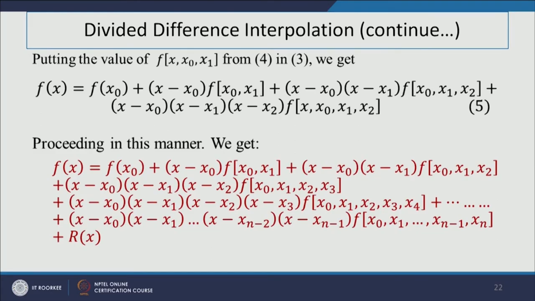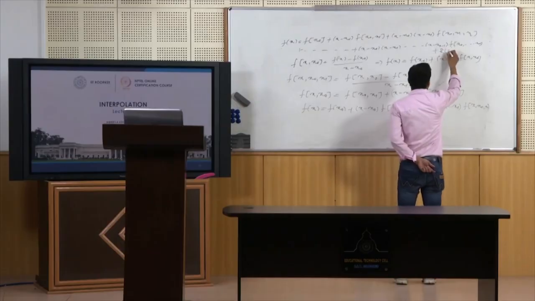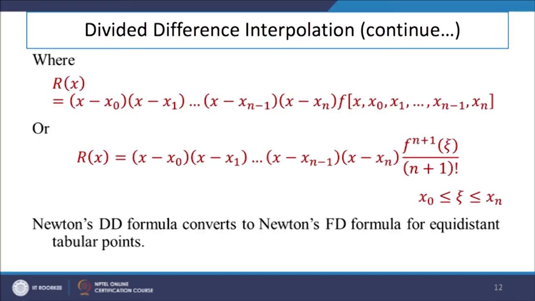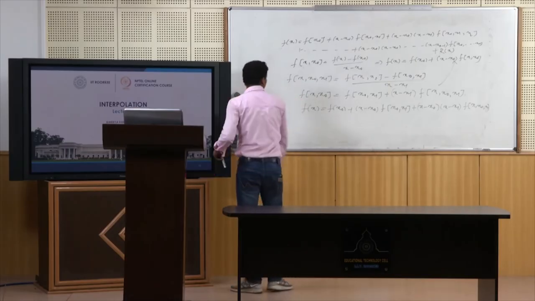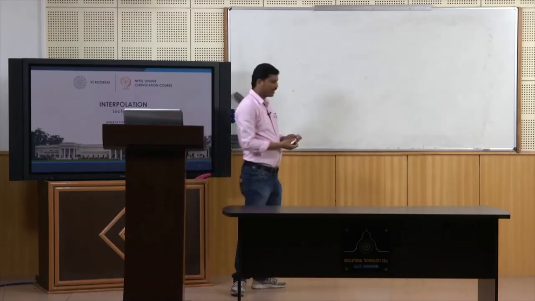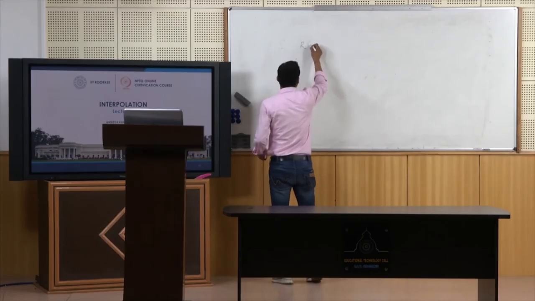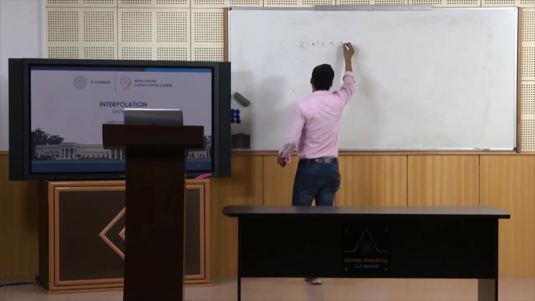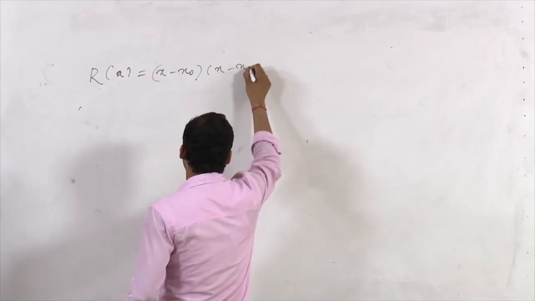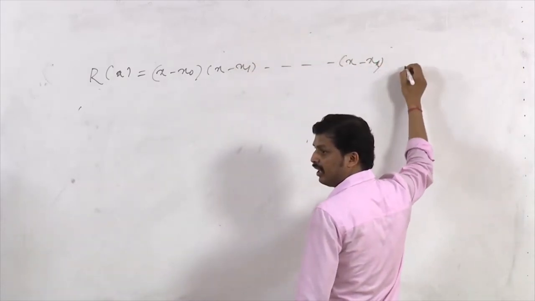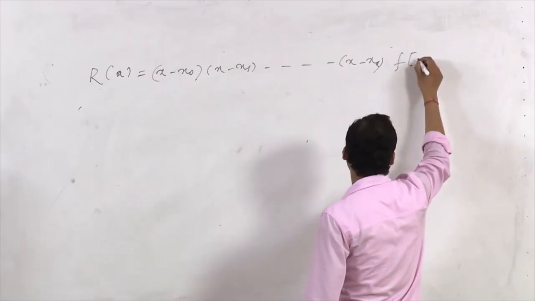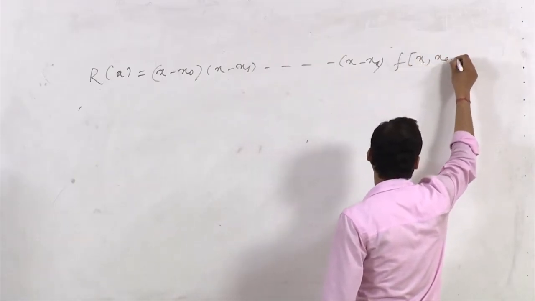Or this complete expansion I can just write here as the r of x term. So like our earlier error term expansion, I can write this error term as r of x, as x minus x0, x minus x1, to x minus xn, and the last term can be written as x0 to xn here.